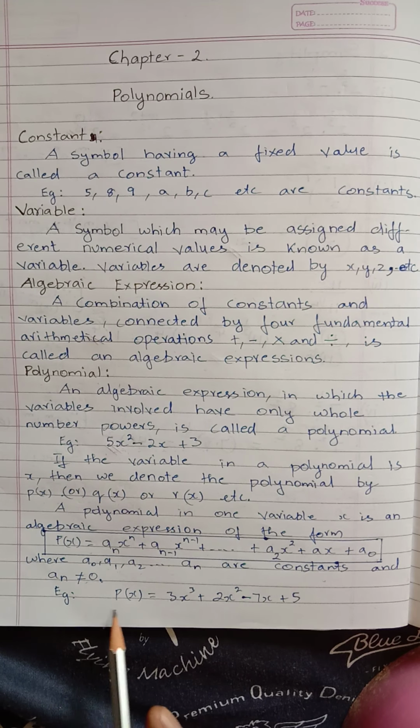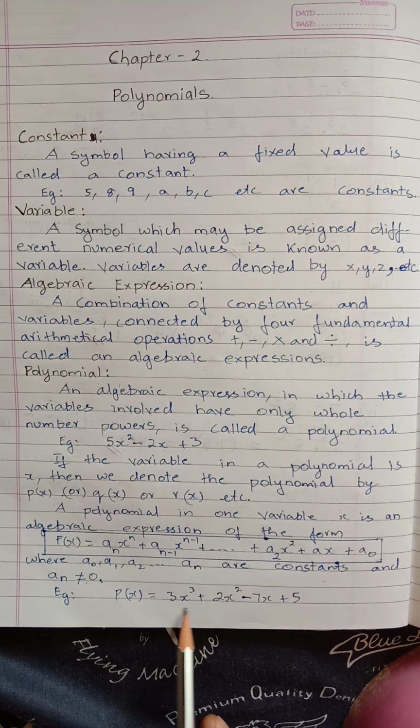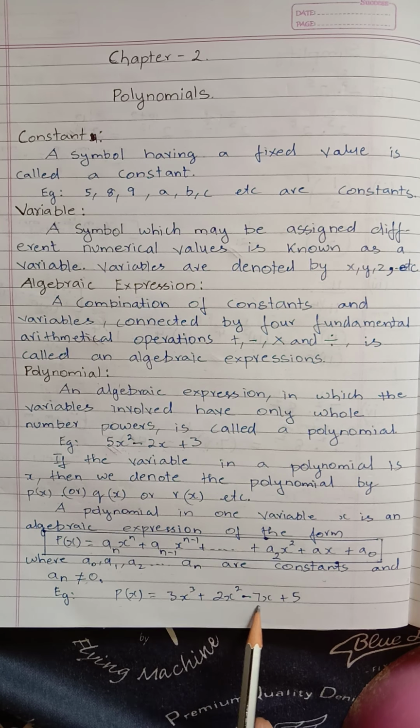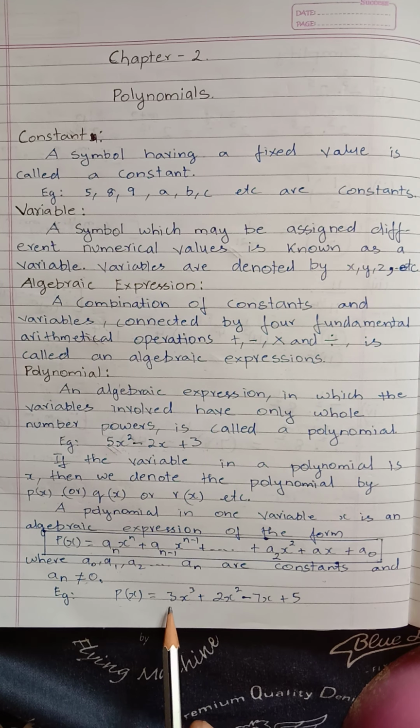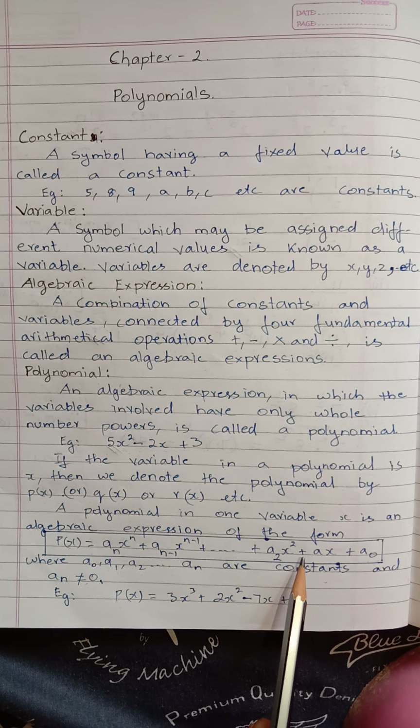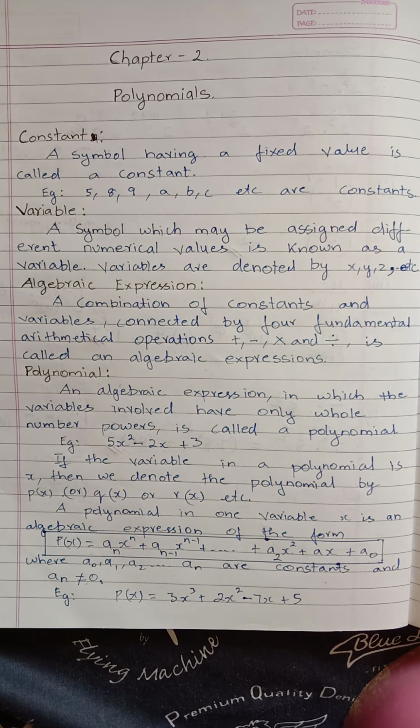So let's take an example: p of x equals 3x cubed plus 2x squared minus 7x plus 5. This is the format, where we can write in this form. So this we call the general form for writing a polynomial in one variable.